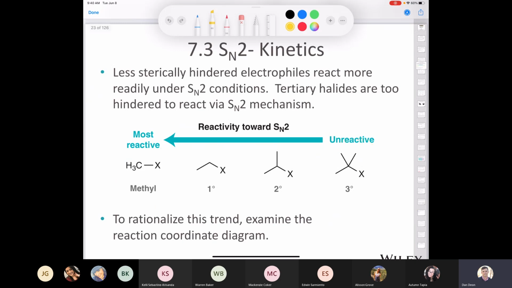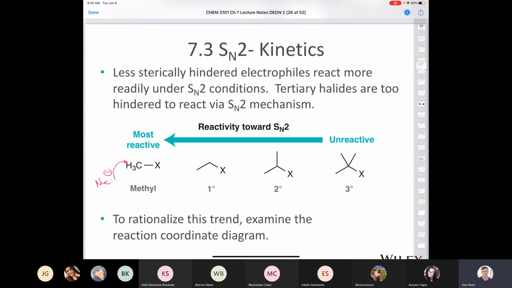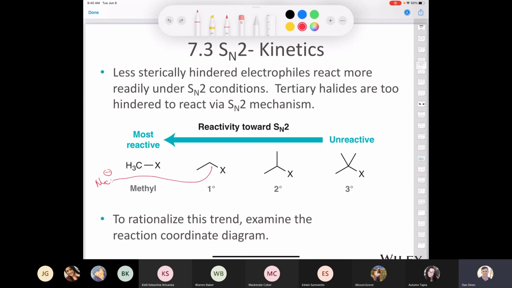It says that to rationalize this, look at the reaction coordinate. But we don't even have to do that, really. If you just think about the steric hindrance, right? If your nucleophile has to do a nucleophilic attack, right? This carbon only has 3 hydrogens attached to it. That's not very sterically hindered, my friend. If the nucleophile has to attack over here, well, then there's only 1 substituent here. So that's not too bad.